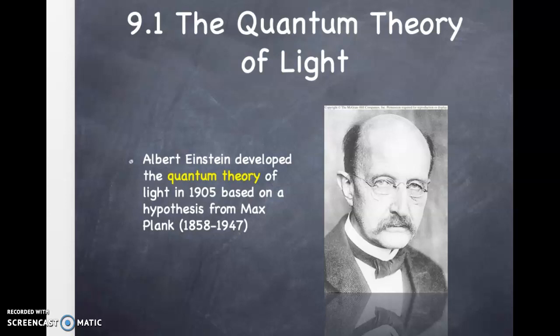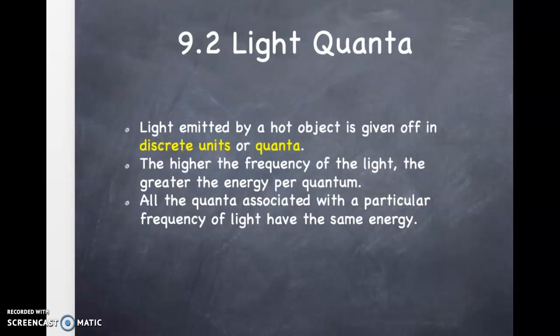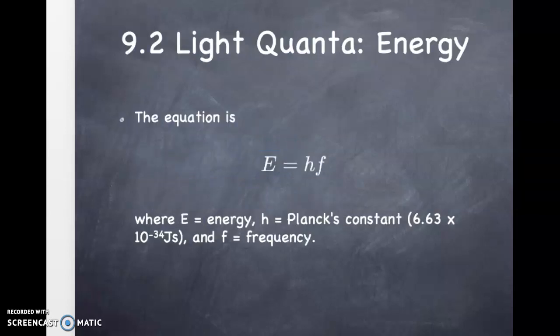And Max Planck figures very strongly. In fact, pretty soon, you will see what we call Planck's constant. Now, light quanta come into being. Light emitted by a hot object is given off in discrete units called quanta. And next, the higher the frequency of the light, the greater the energy per quanta. All the quanta associated with a particular frequency of light have the same energy. So this gives the notion then that light carries energy.